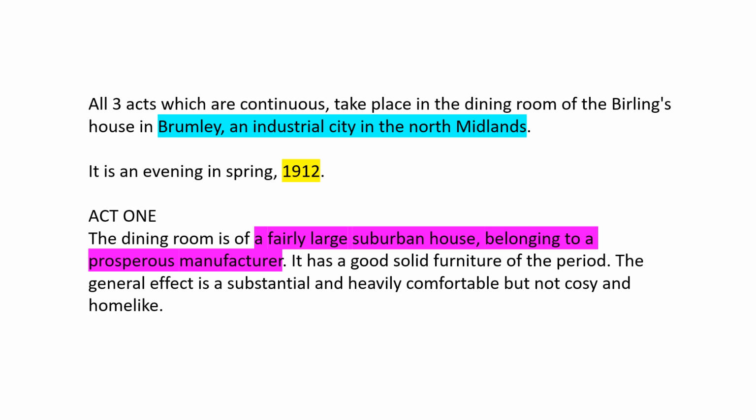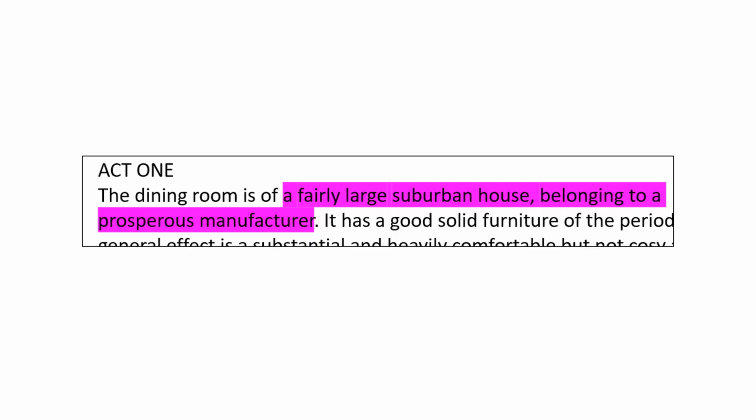So you might think, okay, well, is the play then set in one of these crowded, small workers' terraces? Well, no. We find out that the play is set in a fairly large suburban house belonging to a prosperous manufacturer. So that tells us then that this play isn't about the people who work in the factories of Brumley or Birmingham. It's about the man who owns it, a prosperous manufacturer, a man who manufactures things. Prosperous means rich, so a rich man who owns a factory. We're in his house, and it's a fairly large suburban house. So when we think of fairly large suburban house, that's very subjective. It means a different thing to everybody.